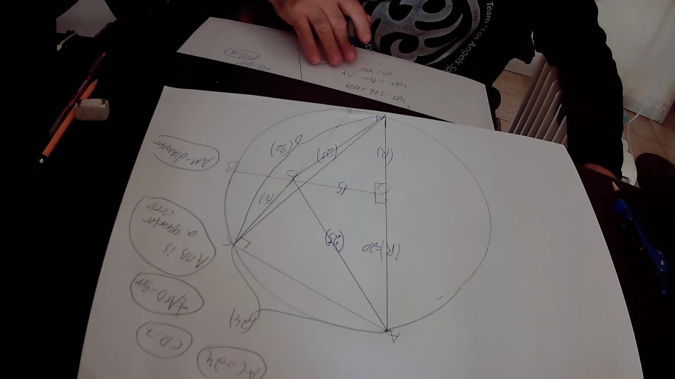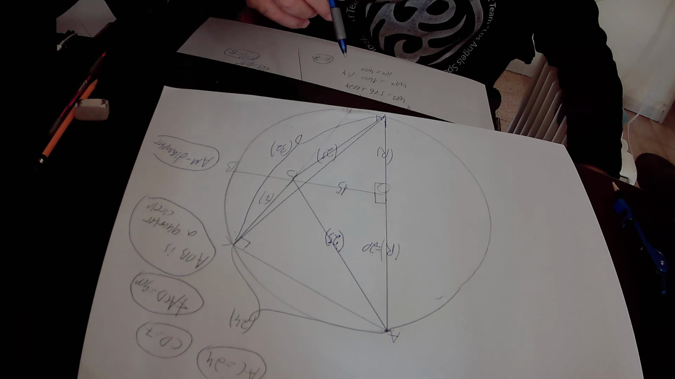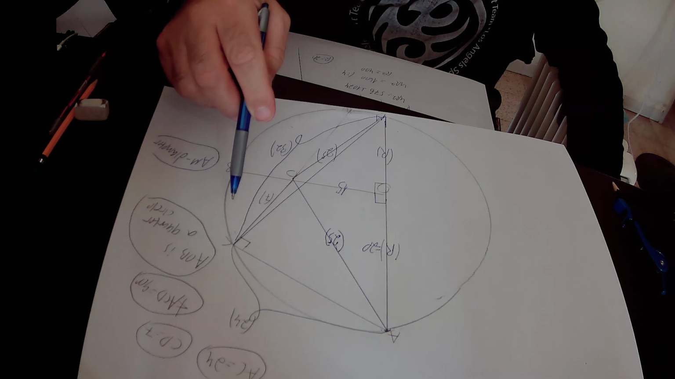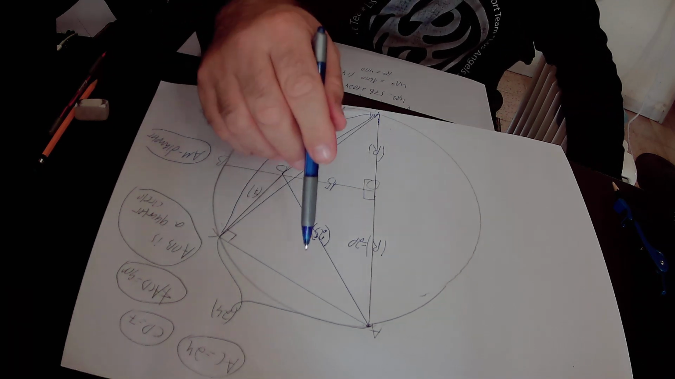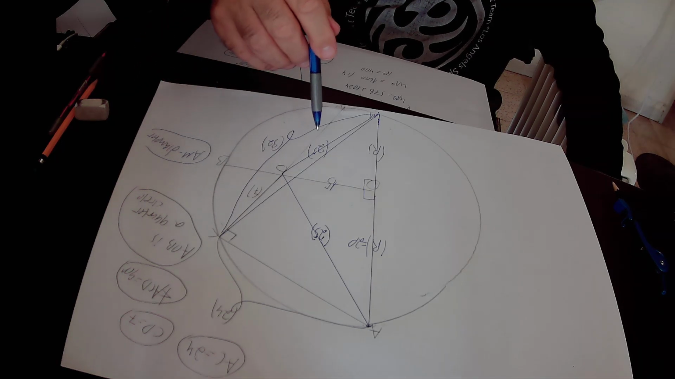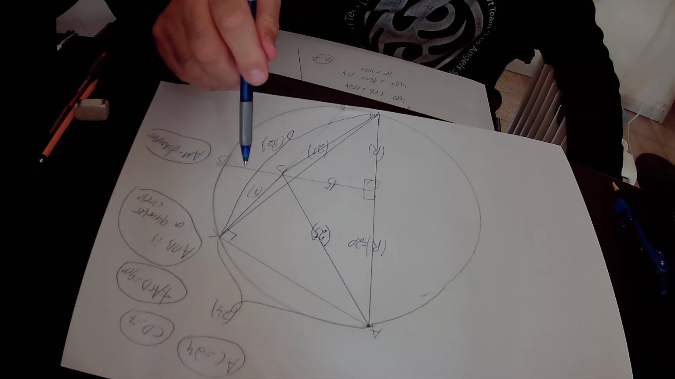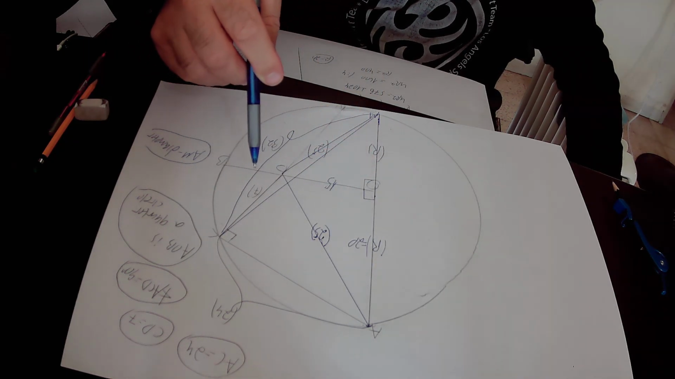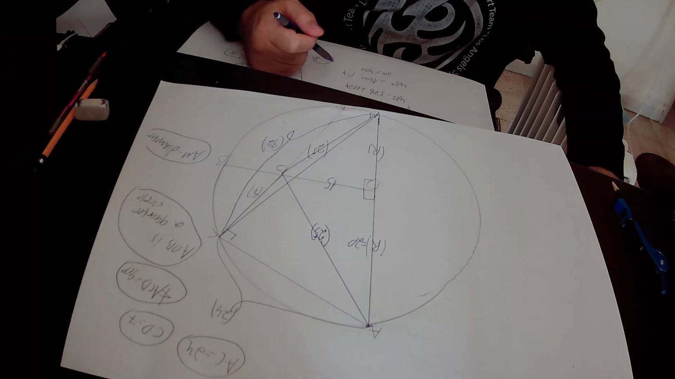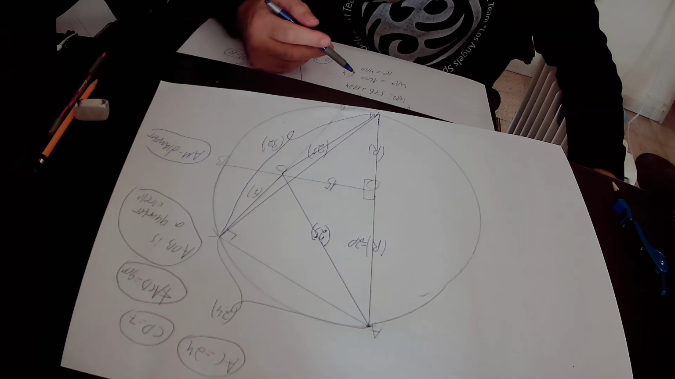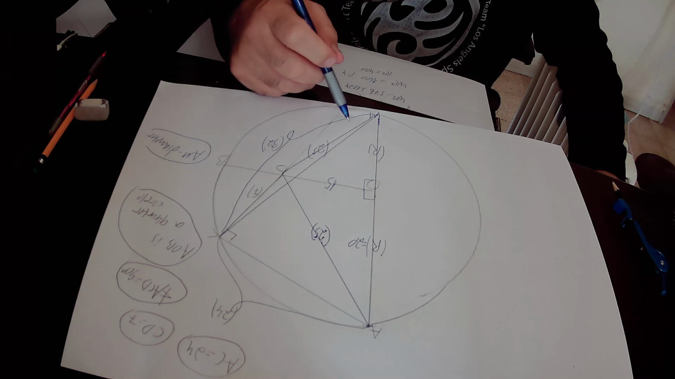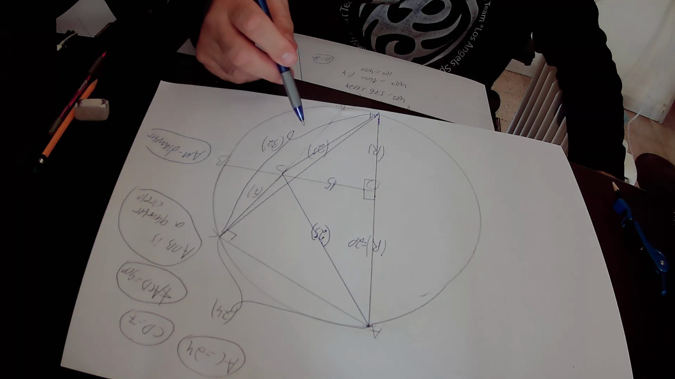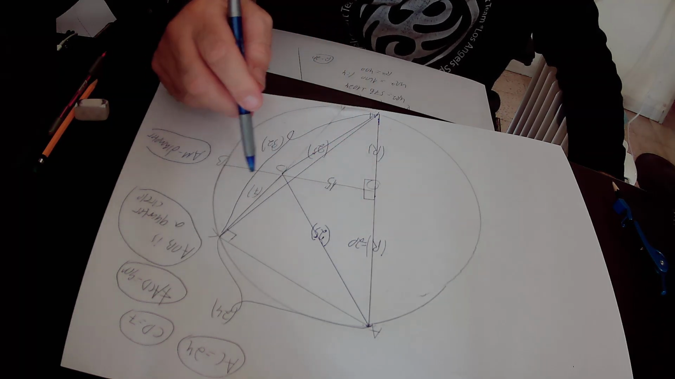So here we have to find the area of quadrilateral ACDO. The area will be equal to the area of the right triangle AOD plus the area of the right triangle ADC.